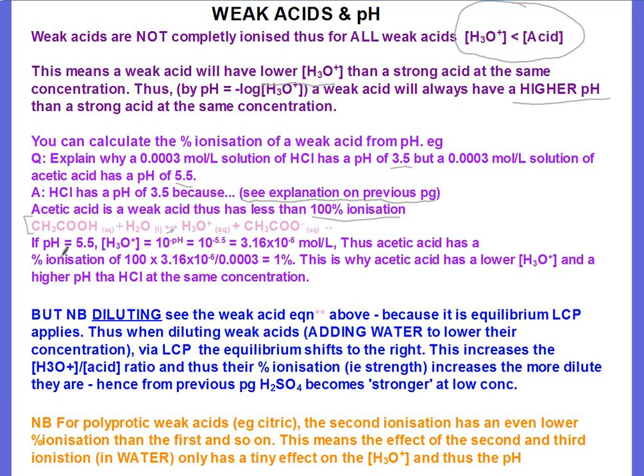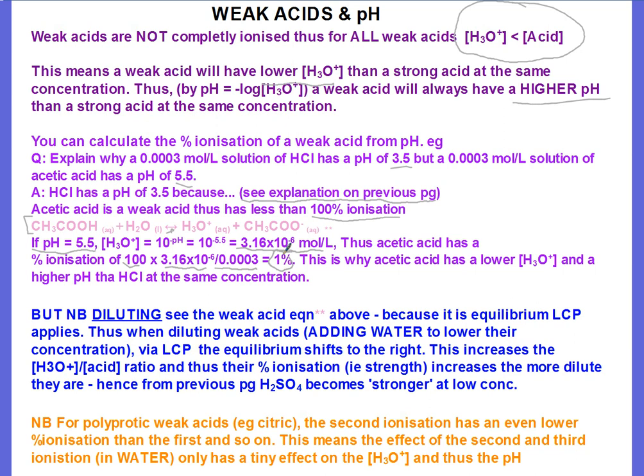And you can say, well, if we know the pH is 5.5, you can actually calculate the hydronium ion concentration, knowing that H3O plus equals 10 to the minus pH. And therefore, if this acetic acid has a pH of 5.5, the hydronium ion concentration must be 3.16 by 10 to the minus 6 moles per liter. Therefore, you can calculate the percent ionization, which equals 100 times the hydronium ion concentration divided by the acid concentration, and that tells us the ionization of acetic acid is 1%.